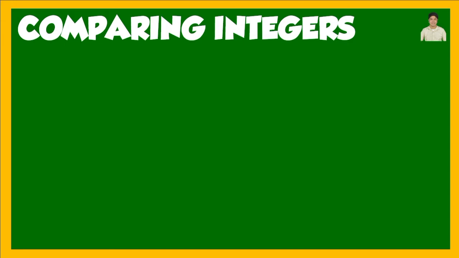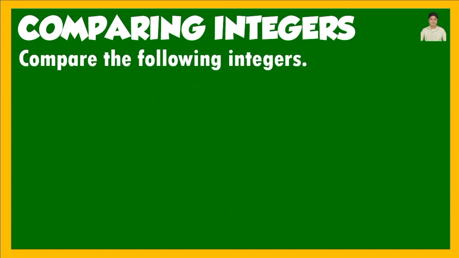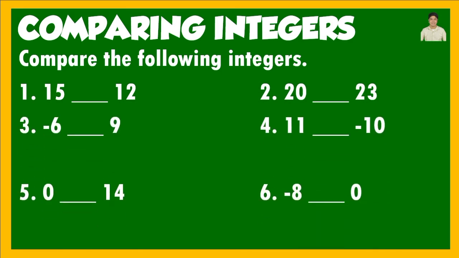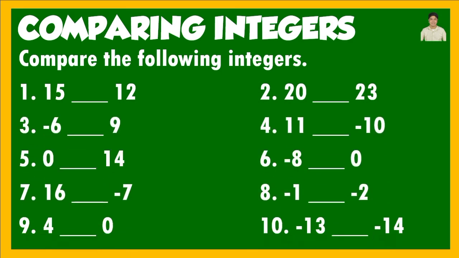So, comparing integers. So, let us compare the following integers. So, mas maganda na gamitin natin agad yung mga examples para mas maintindihan nyo kung paano ba nagko-compare ng mga integers. So, i-compare muna natin ngayon yung mga integers muna. An integer to another integer. Mamaya yung integer to another types of numbers. Whole numbers, decimals, and fractions.